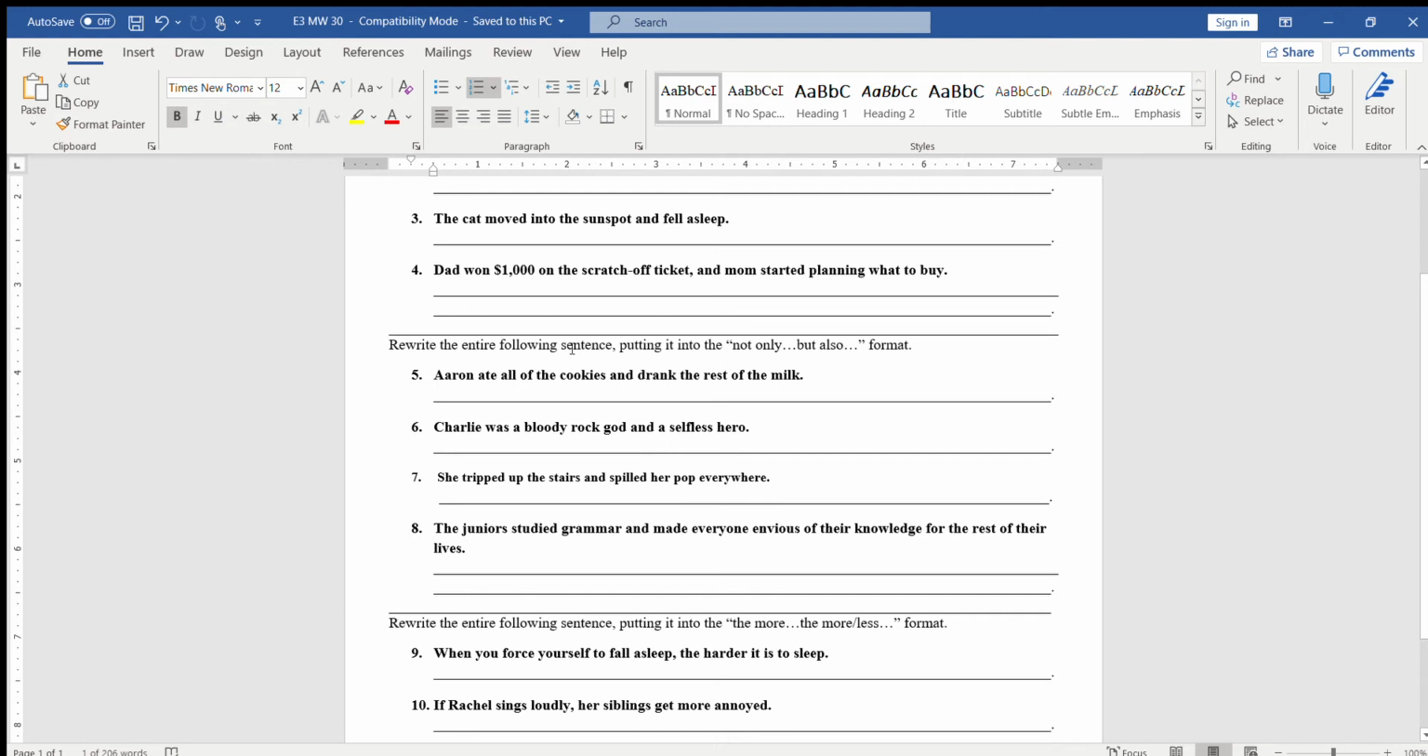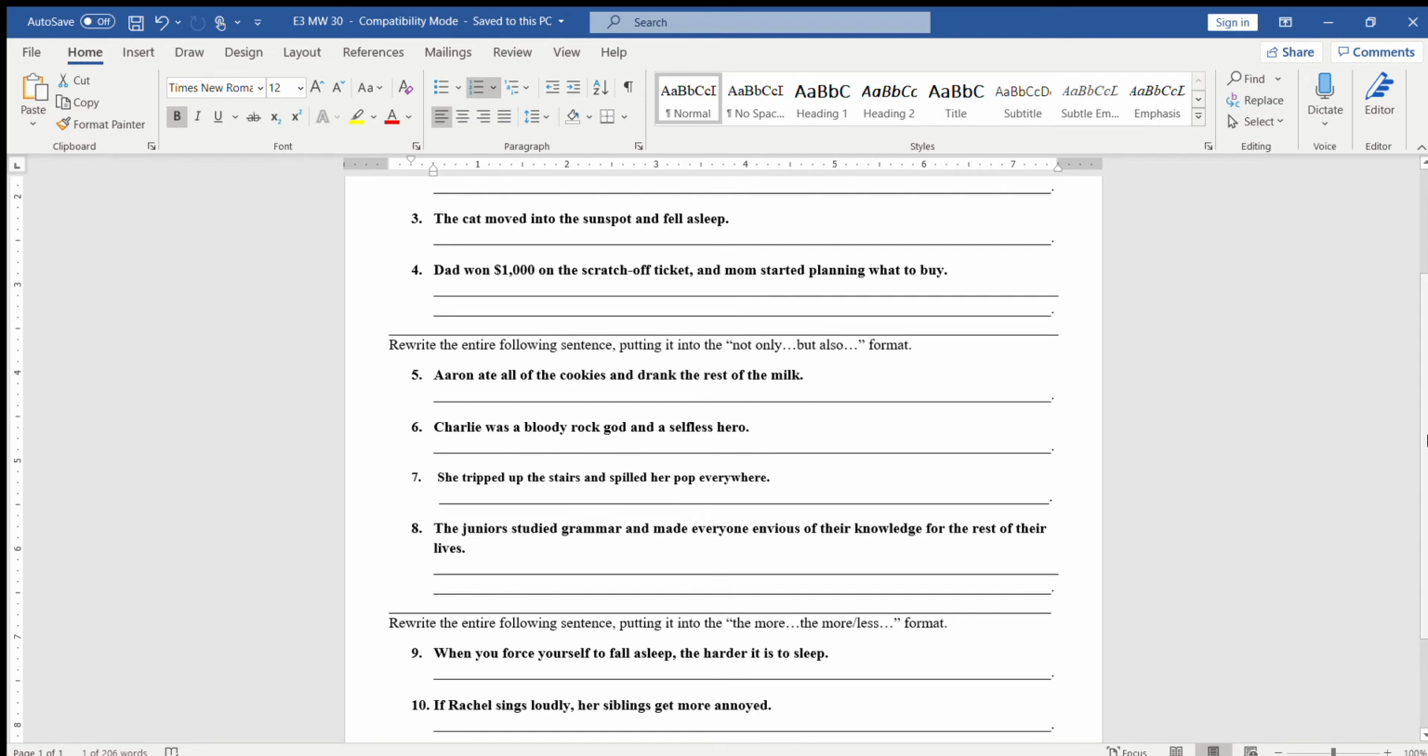So if we have Aaron ate all the cookies and drank the rest of the milk, we're going to start off not only, let's go did this time. Not only did Aaron, we wouldn't say did ate, but we would say did eat. So not only did Aaron eat all the cookies, comma, but also drank the rest of the milk.